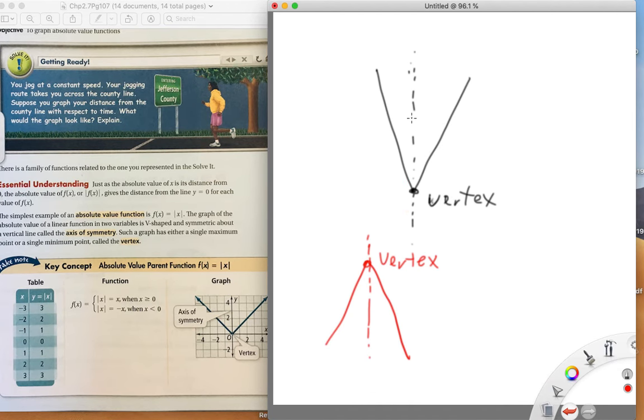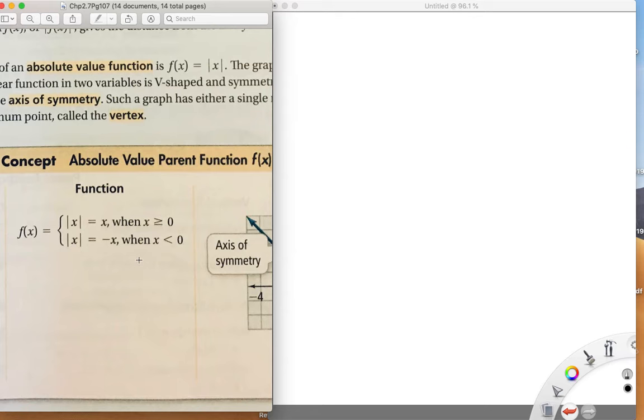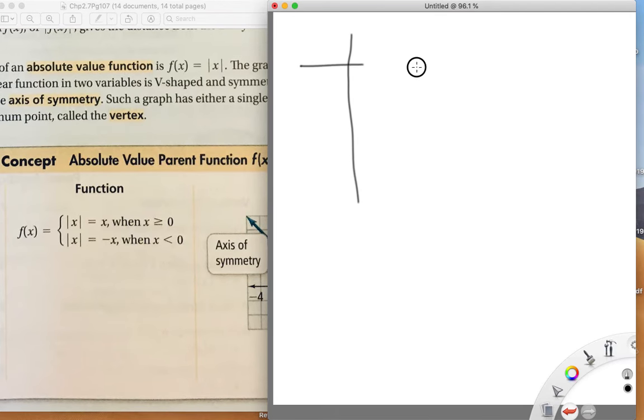The book says it's x when x is greater than 0, and it's negative x when x is less than 0. So what that means is that we have our x values: -3, -2, -1, 0, 1, 2, 3. If we look at the part, absolute value of x equals negative x when x is less than 0.